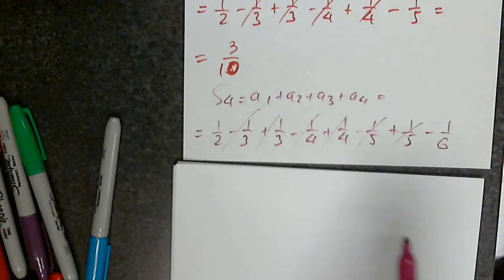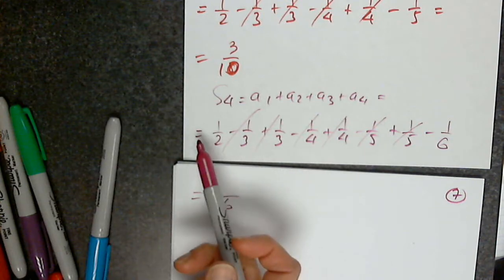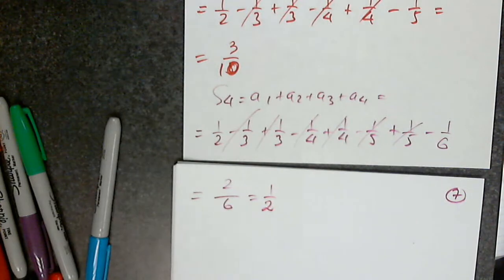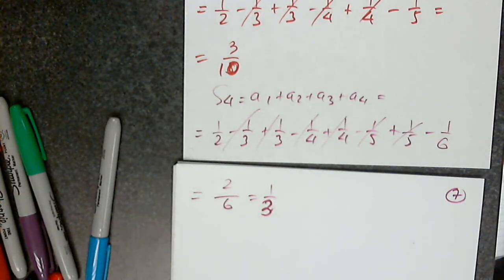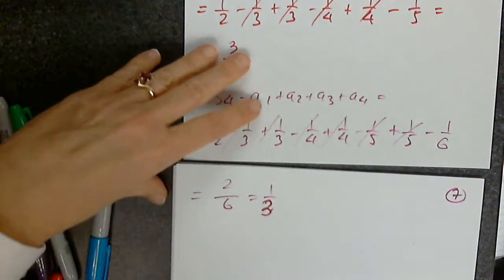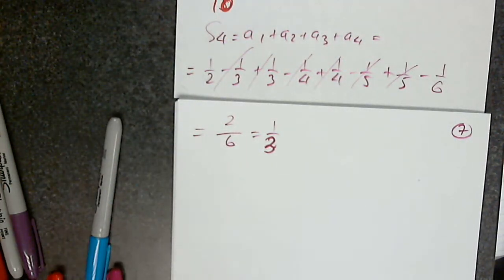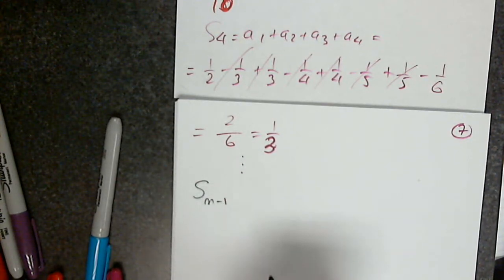The least common denominator is 6. So I have 3 minus 1, which is 2, which is 1/3. Of course. So now I would like you to give me Sn minus 1, and then eventually I want you to give me Sn.